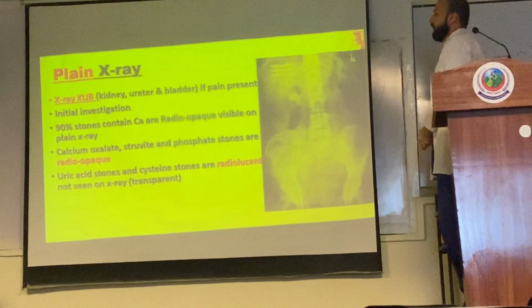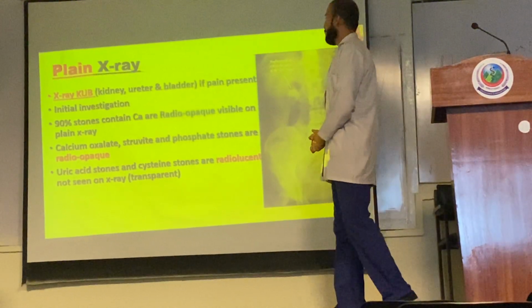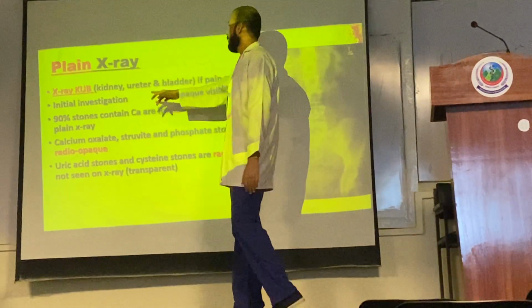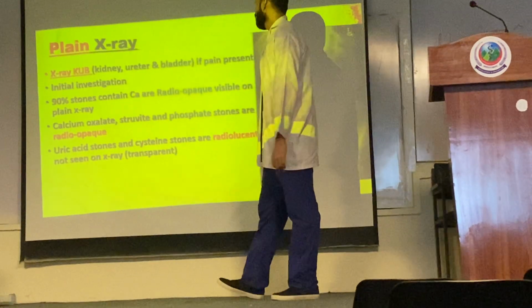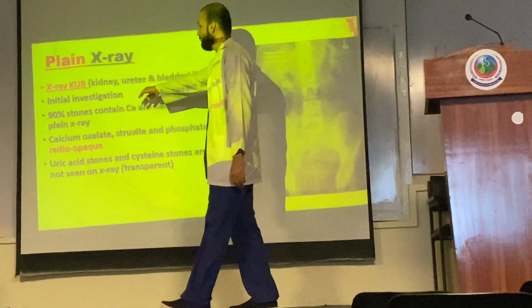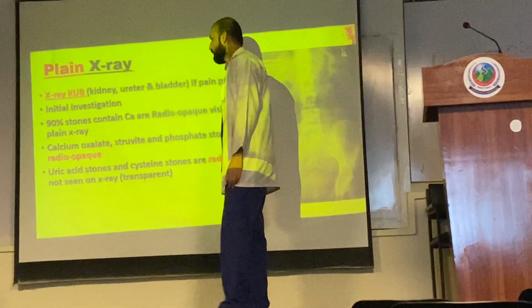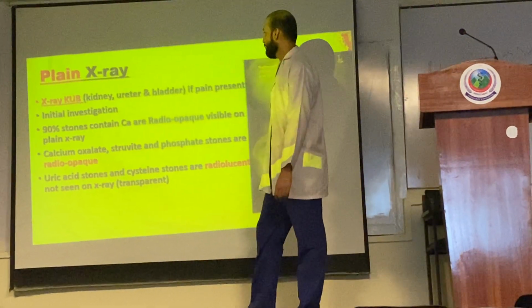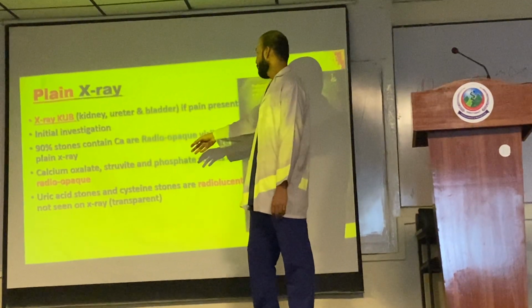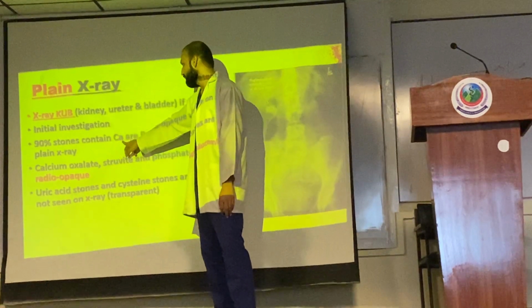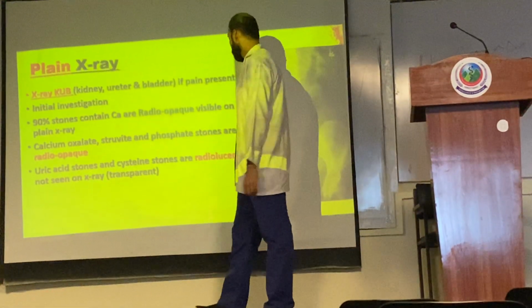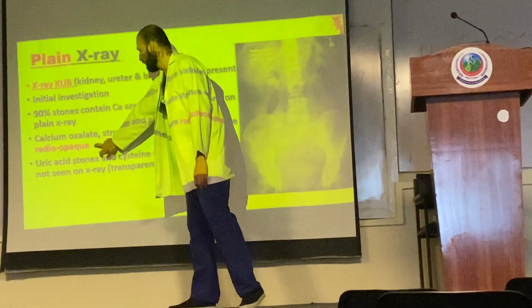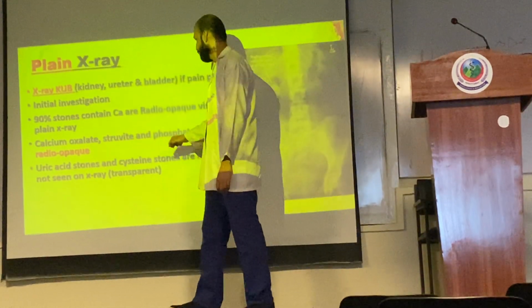Then we can do the radiological investigation. First of all, we will do a plain X-ray, the X-ray of the KUB: kidney, ureter, and bladder. It is the initial investigation, and mostly 90% of the stones are detected in this X-ray, because mostly 90% of stones are calcium stones, and these stones are radio-opaque on the X-ray, like calcium oxalate and phosphate stones.